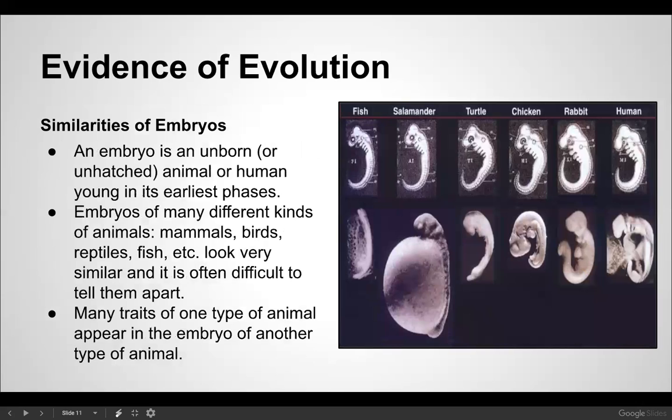An embryo is an unborn animal or human young in its earliest phases. Embryos of many different kinds of animals, mammals, birds, reptiles, fish, etc., look very similar and it is often difficult to tell them apart. Many traits of one type of animal appear in the embryo of the other type of animal.